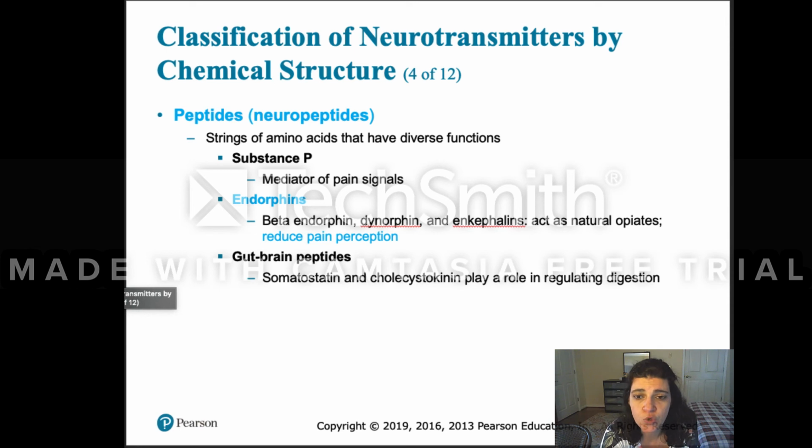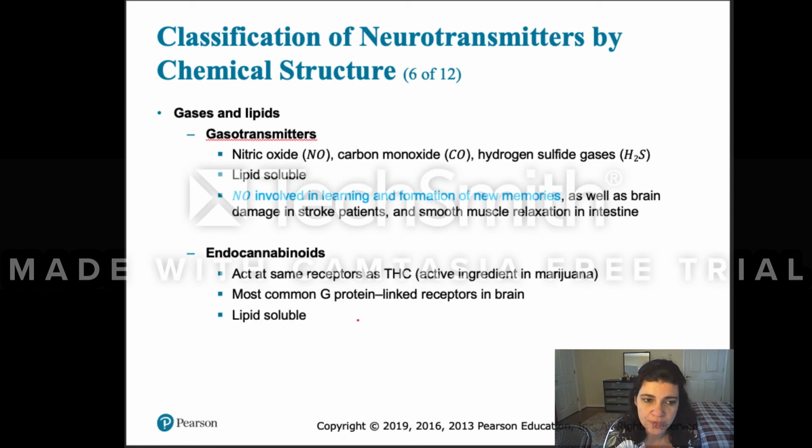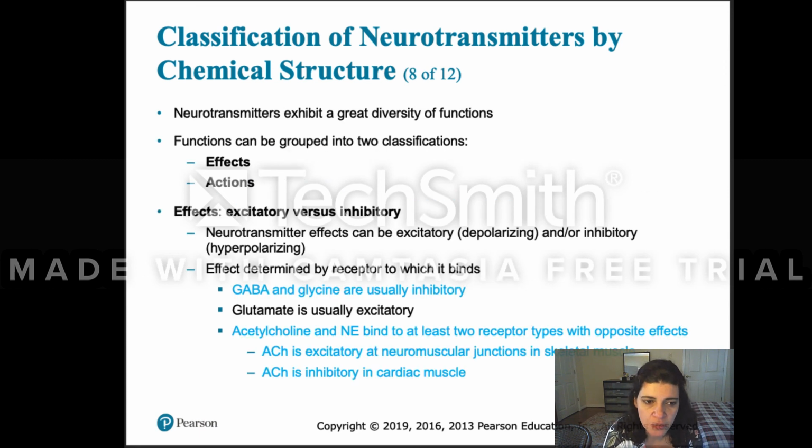neuropeptides that regulate digestion in the enteric nervous system. You also have ATP that can be considered a neurotransmitter. And adenosine is a very potent inhibitor in the brain. So it's another type of transmission that is inhibitory. Okay? There are other substances like gases and lipids that can also work as neurotransmitters.